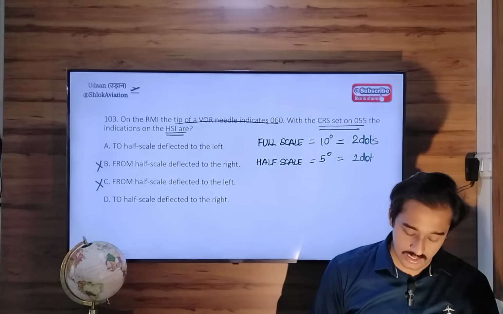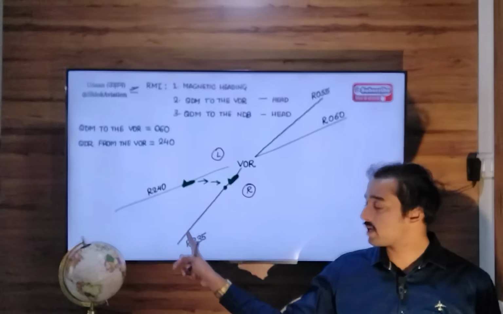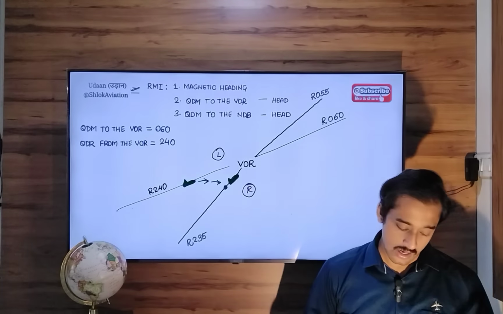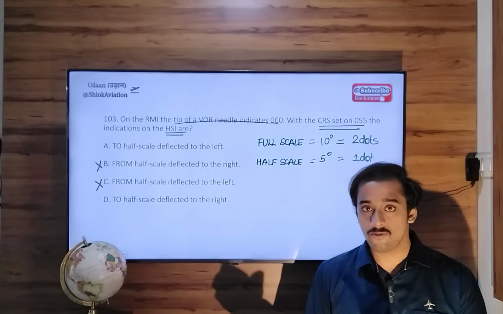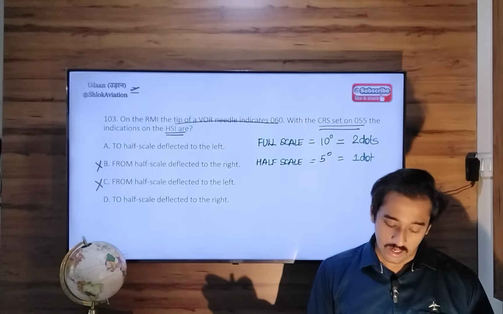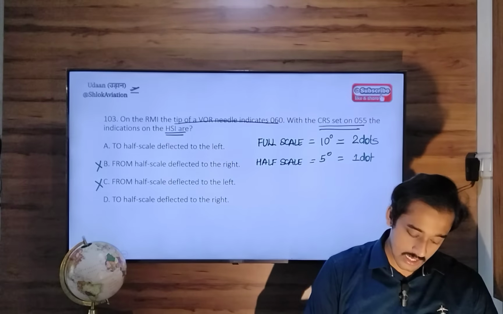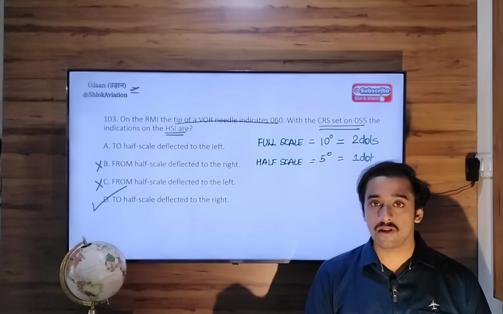So here you can see the difference between 240 and 235 is 5 degrees. So 1 dot deflection or half a scale deflection to the right hand side. So option D will be the correct option.